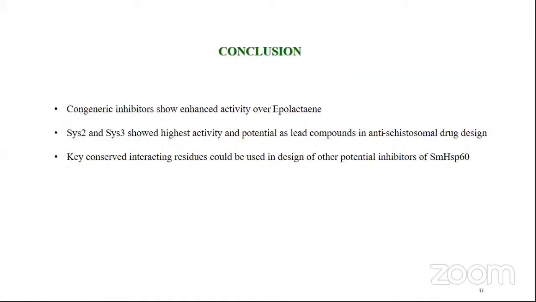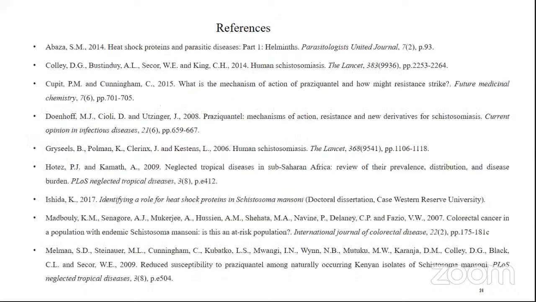In conclusion, the compounds derived from epolilactine, in comparison to epolilactine itself, showed enhanced activity against the SmHSP60 protein. System 2 and System 3, or inhibitor 2 and 3, showed the highest activity and the highest potential as lead compounds in anti-schistosomal drug design, while the key interacting residues shown in the energy profiles, which contributed to the low binding energies of both System 2 and 3, could be used in the search for other potential inhibitors of SmHSP60.